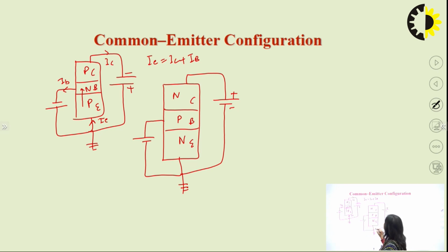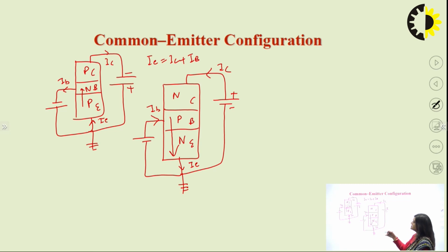Now here the direction of the current will be, this base is P and this emitter is N. So we always look at the emitter for mentioning the direction of current, and the direction of current is always from P to N. That's why here the direction of current would be IE, and the directions of IB and IC would be here according to this equation.